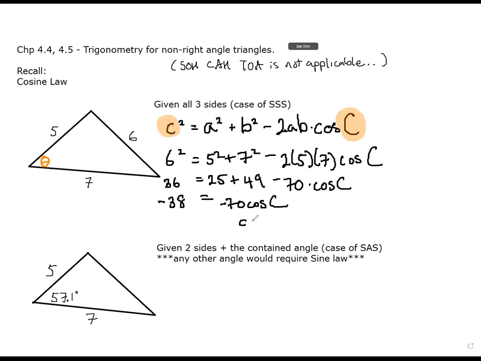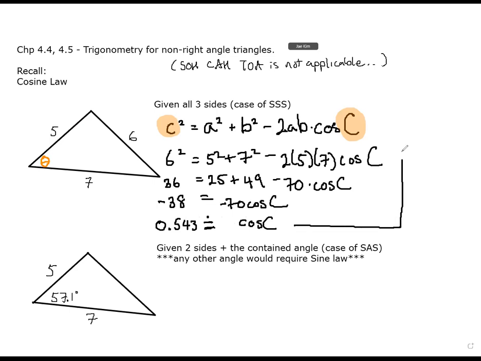Now we can get rid of the negative 70 multiplying with cosine C by dividing both sides by negative 70, which gives me approximately 0.54285. I'm just going to say 0.543. I'm just going to round it for now. 3 decimal places for me is enough. I will specify how much I want on the question if it's like a test.